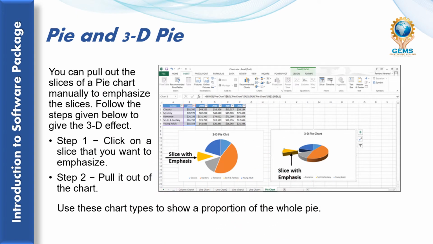Here you can pull out the slice of the pie chart manually to emphasize the slice. In this image you can see the 2D pie chart slice with the emphasis, and also the 3D pie chart slice with the emphasis. So how to do it? Click on a slice that you want to emphasize and pull it out of the chart. Use this chart type to show the proportion of the whole pie.